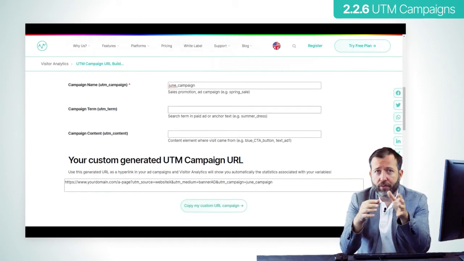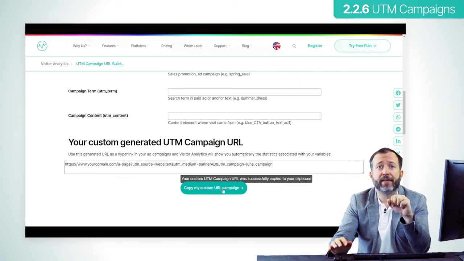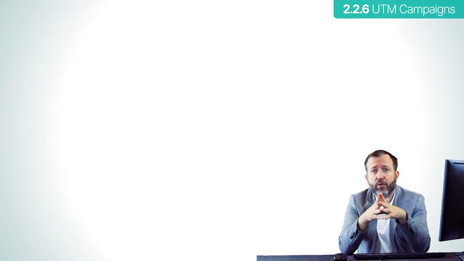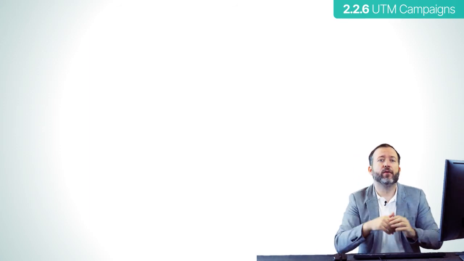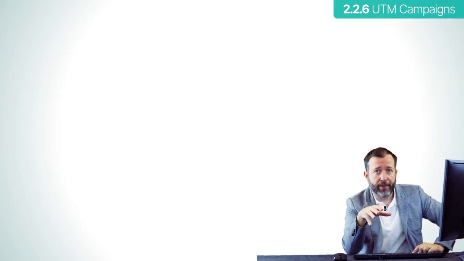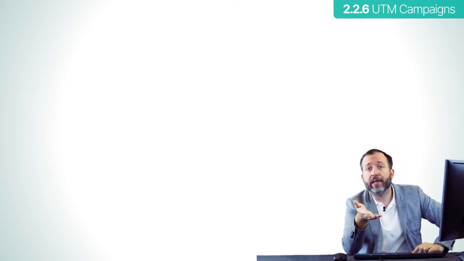There are two optional UTMs too further down, campaign term and campaign content. Use them if you have additional info or you want to be very specific on each URL. You can add here whatever you want. Once you added all the UTMs, just copy the enhanced URL and use it instead of your normal link.